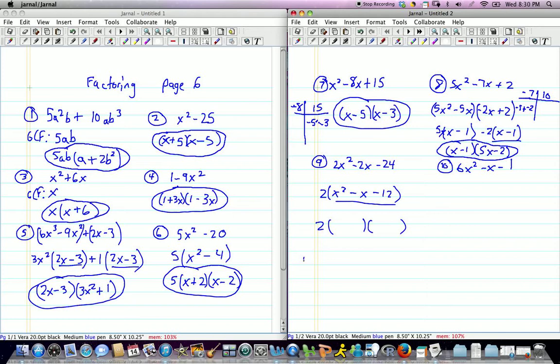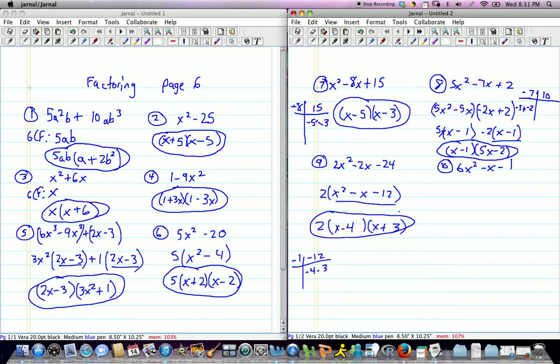I'm going to draw myself a little tree. I want two numbers that multiply to give me negative 12 and add to give me negative 1. Think about it for a second, and I come up with negative 4 and 3, because negative 4 times 3 is negative 12. Negative 4 plus 3 is negative 1. So then this gives me x minus 4 times x plus 3. And when I do that, I see that it works out, and I'm finished with this problem.